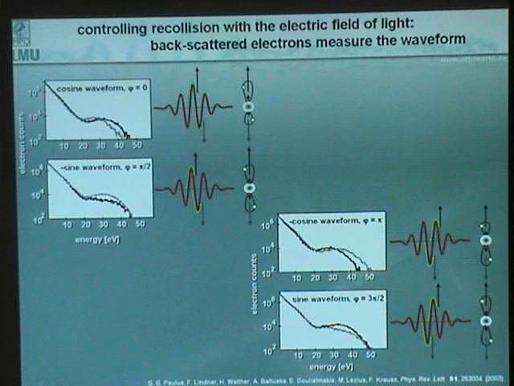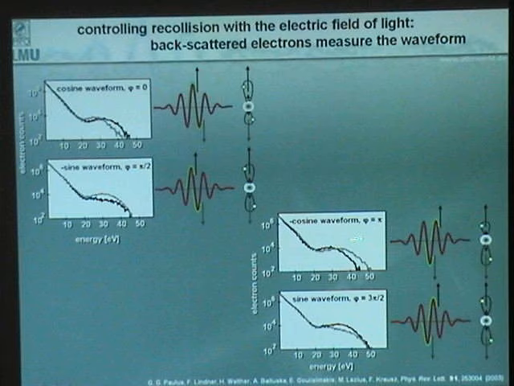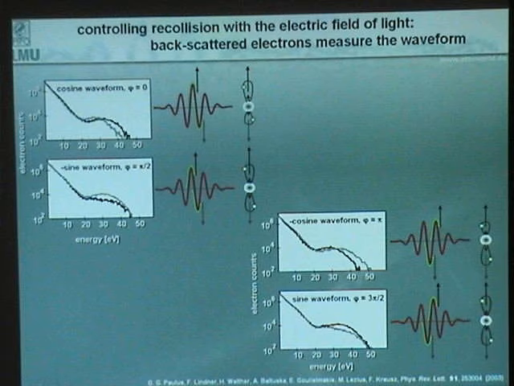Now if we shift the carrier envelope phase by pi over 2, turn the waveform from cosine to sine, you see that the cutoff becomes exactly the same. If we go a step further, add another pi over 2 phase shift, basically just flip the electric field over so that at the center of the pulse the electric field doesn't point upwards but points downwards, we get exactly the opposite situation where the energy spectrum of the electrons backscattered downwards extends to higher energies than the other one, and so on and so forth.